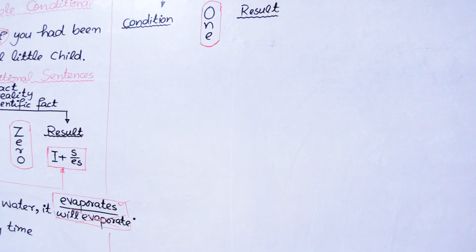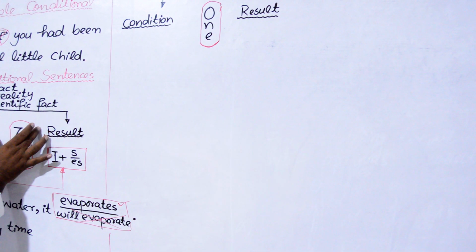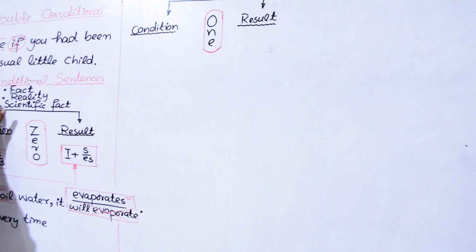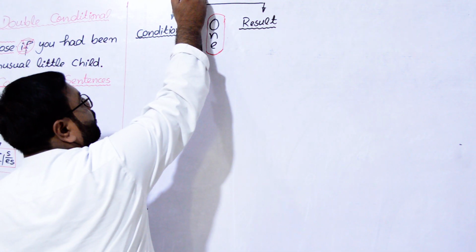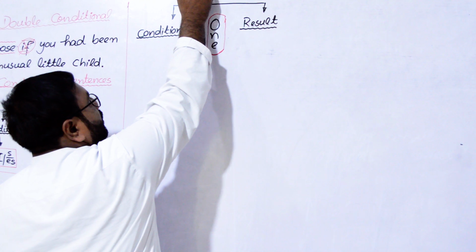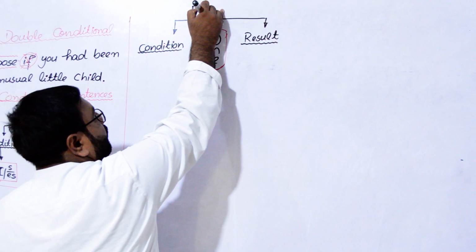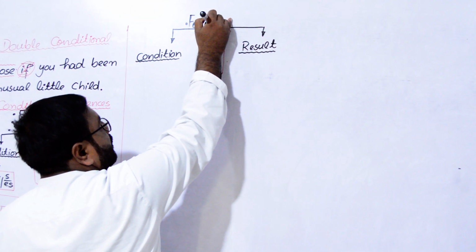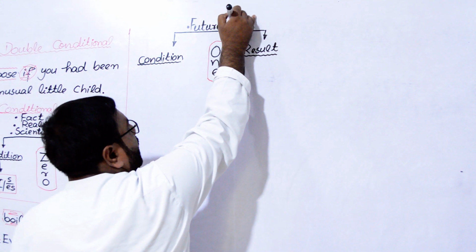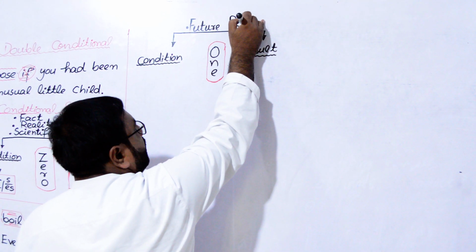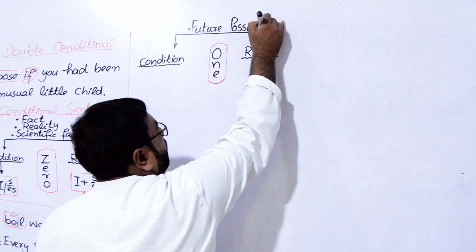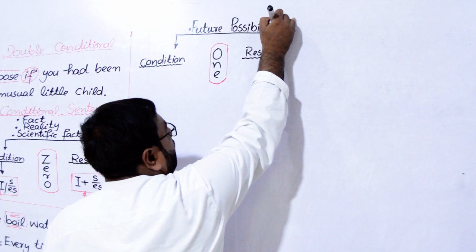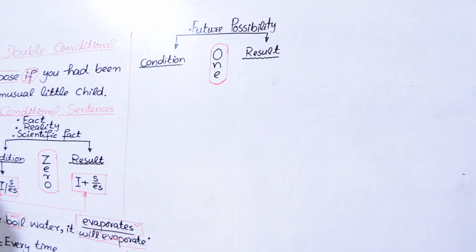If we are going to term it conditional 1, the difference between a zero conditional and the conditional 1 is the fact that we express here only a future possibility. We are emphasizing a future happening. We are not talking about a fact. We are focusing on a future possibility.